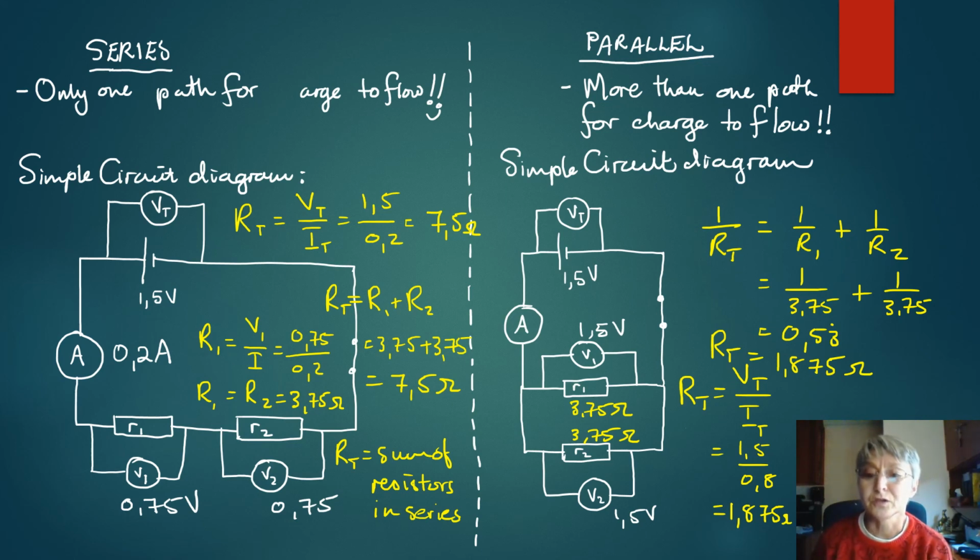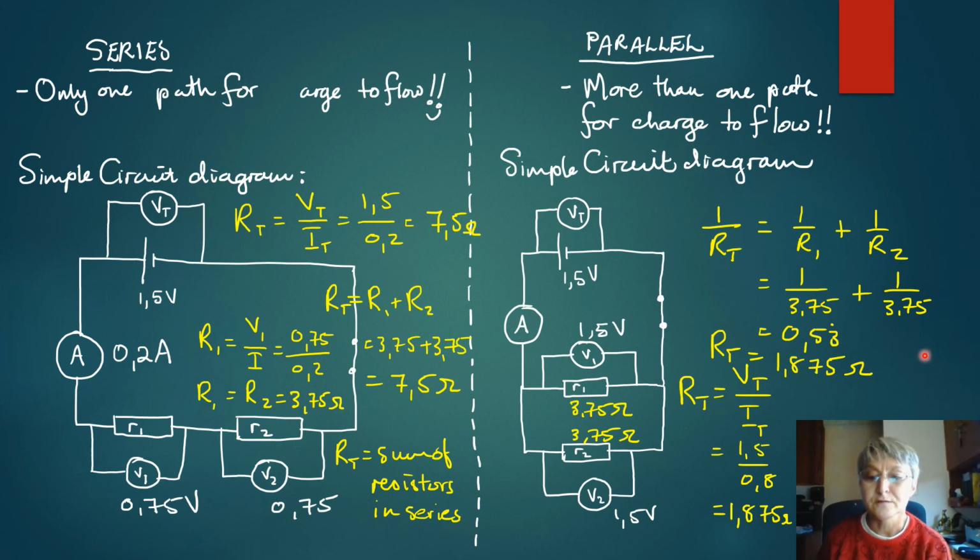So this is a new mathematical relationship where if you want to calculate the total resistance in a parallel circuit, you need to invert the resistors and add them to get the inverted total resistance, 1 over R T, and then invert that to get 1.875.